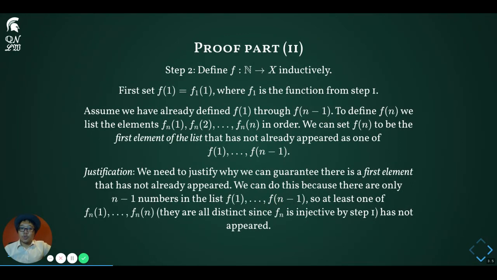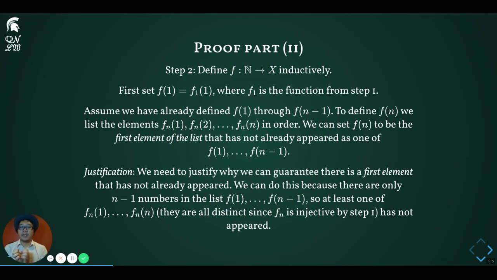The second step is where the diagonalization happens. In the first step, we are given a collection of functions f sub 1, f sub 2, and so on. Now we want to build a new function f whose domain is N and whose range is X using the collection of functions we are given. We will check that f is injective in the next step and focus on building the function f here.